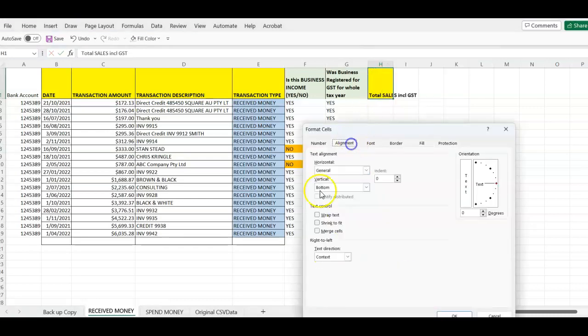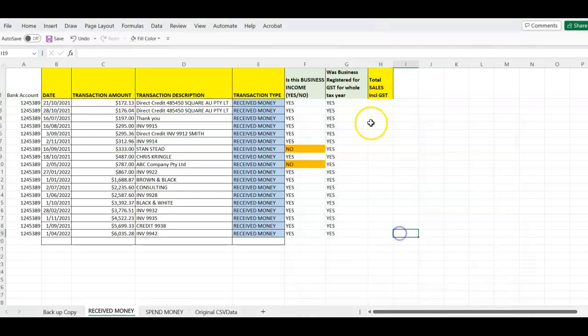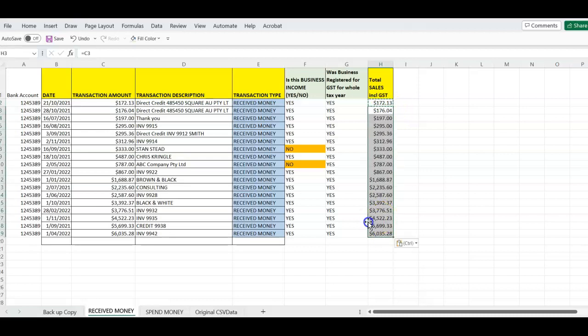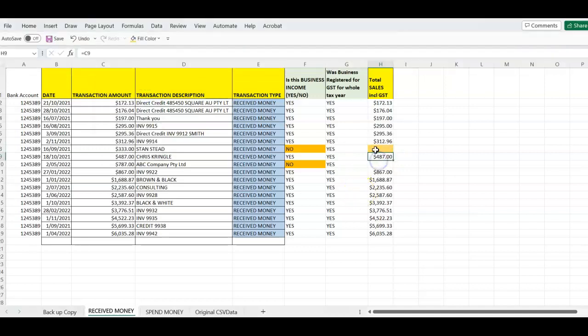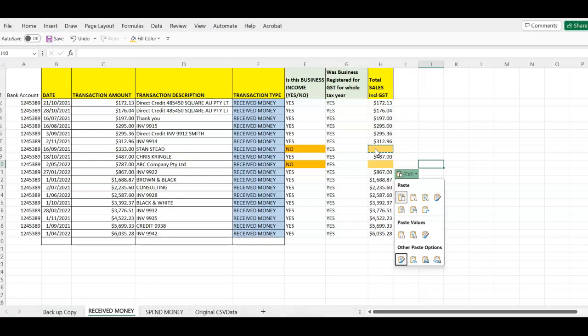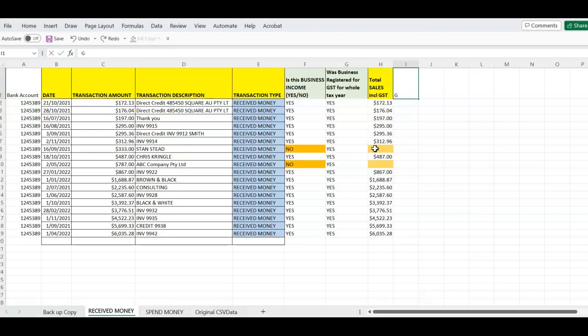We're going to add a new column here. It's called total sales including GST. So really this reflects the invoice amounts that we've invoiced our customers for after GST has been added. We're going to add these transactions up now. We're going to make sure we don't count the receive money transactions into the bank account which are not related to the business. Okay, I'm just going to do a formula there, referring back to the original bank account transactions.